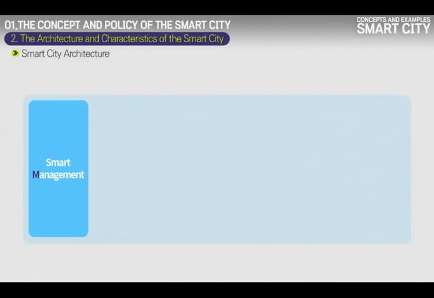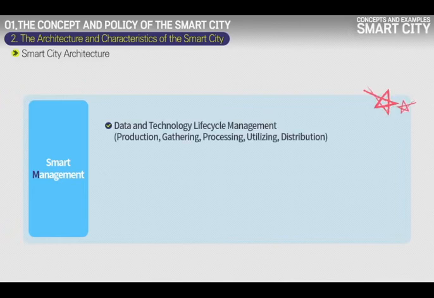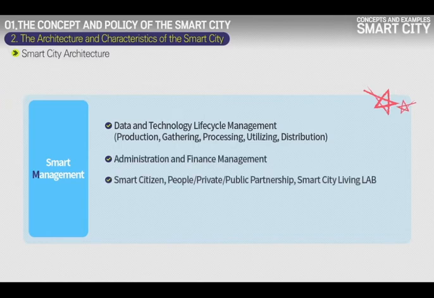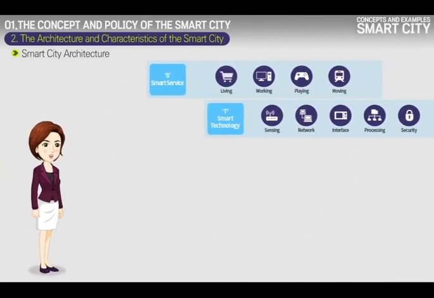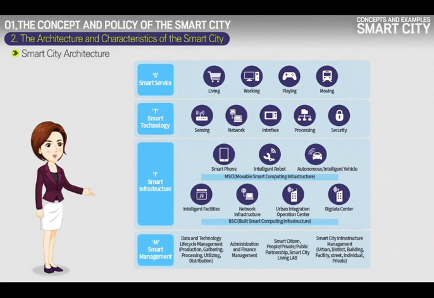Finally, let's take a look at the M in STIM, which stands for management. Management plays the most important role in STIM. The major functions of management include life cycle management of data and technology, administrative and financial management, citizen participation, smart city living lab, and infrastructure management. Even though smart cities have well-structured services, technologies, and infrastructures, smart cities can't work without management. Through STIM architecture, the smart city can provide services to anyone, anytime, anywhere.